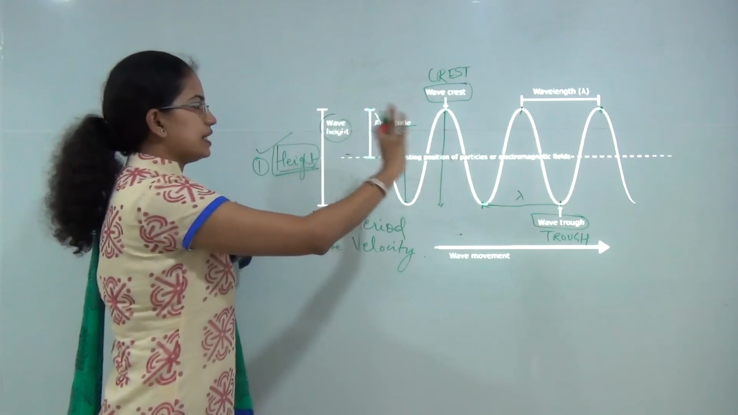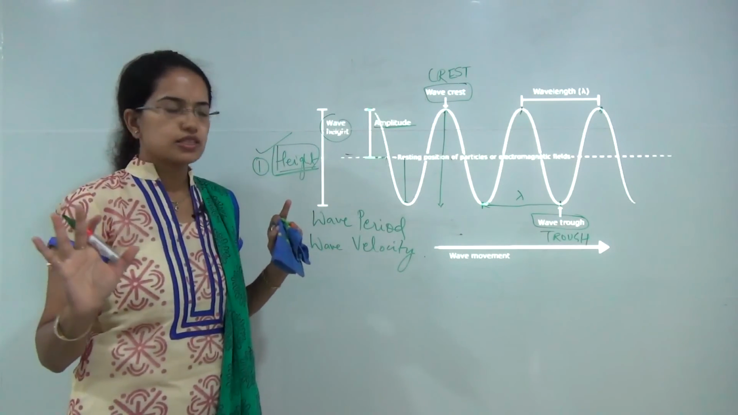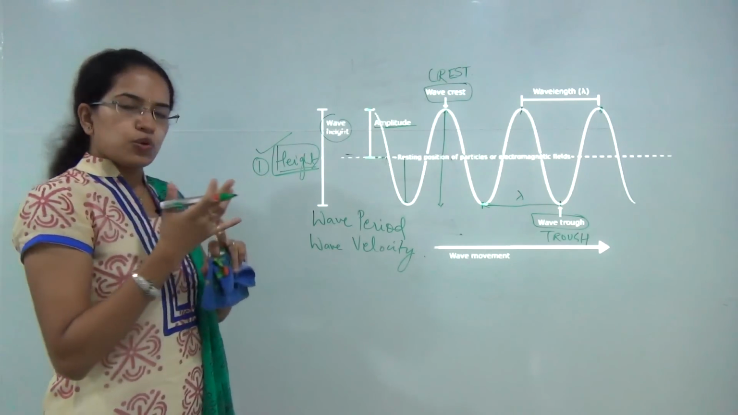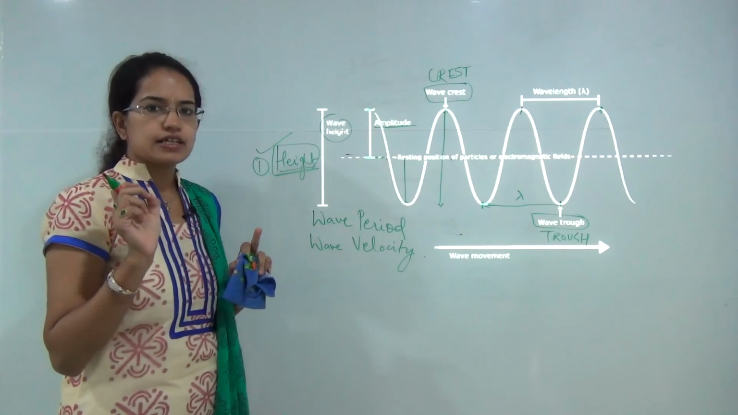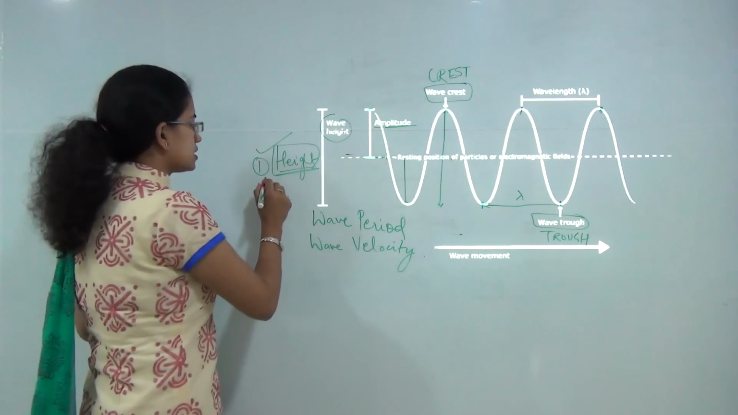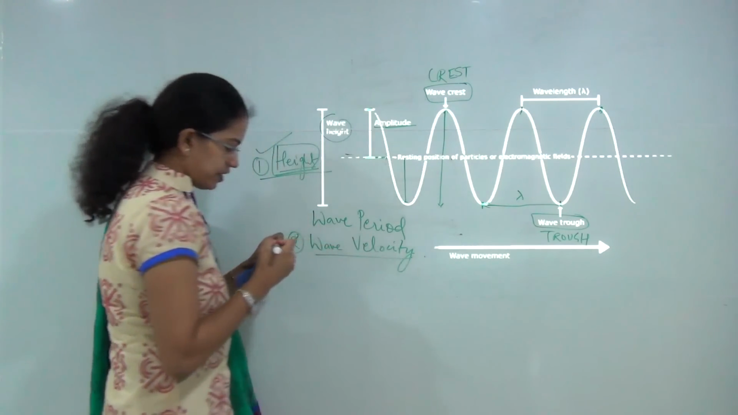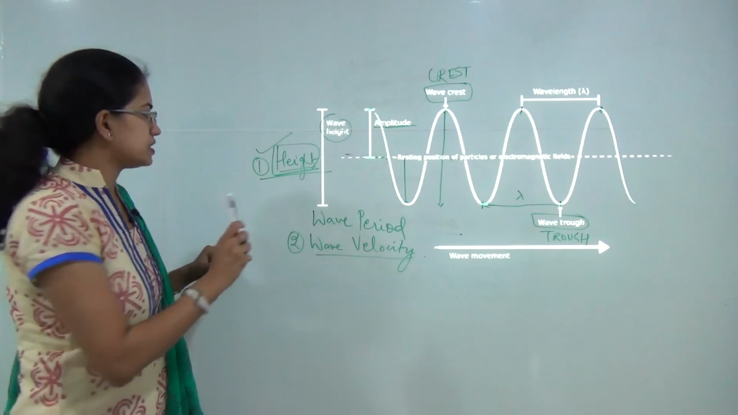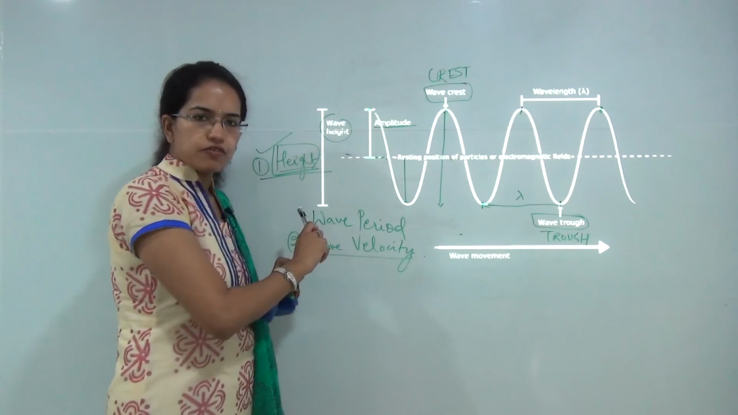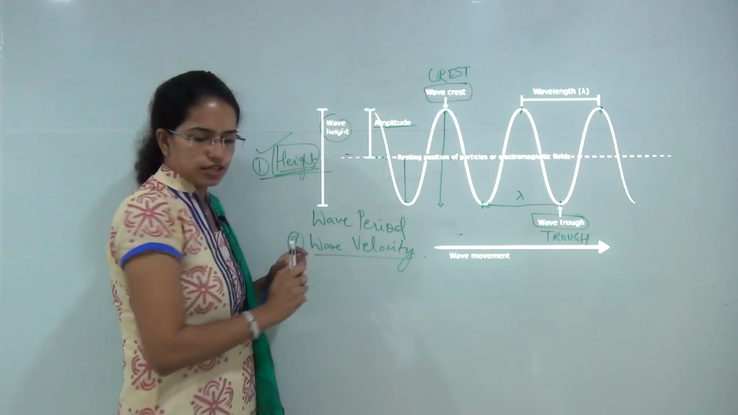Now once we are familiar with these concepts, two things determine the tsunamis. First is the height of the wave and second is the velocity of the wave. So the most important features here are the height of the wave and the velocity of the wave.